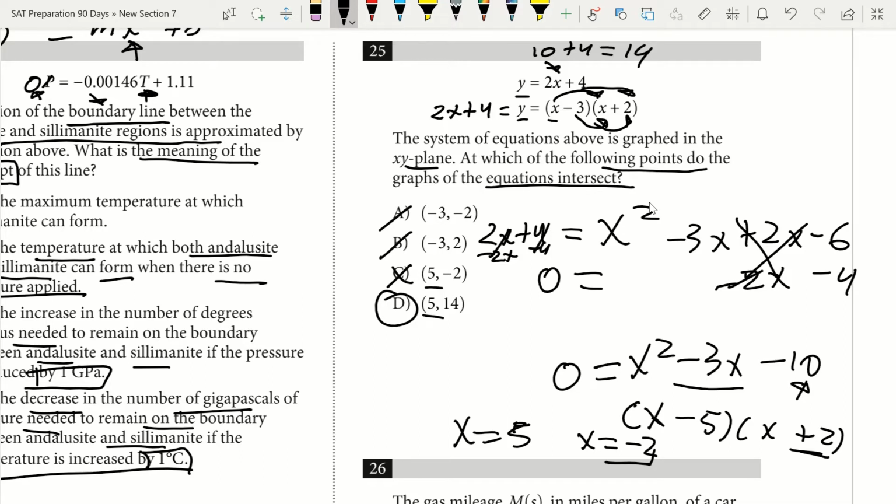If we plug in 5 right here, we have 5 minus 3. 5 minus 3 gives me 2. So then I got 2. 5 plus 2 is 7. 2 times 7 also is 14. Okay, so answer there is going to be D.